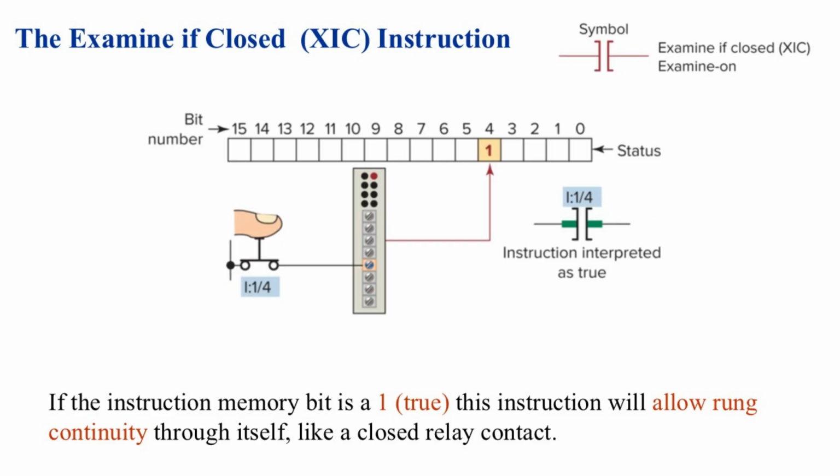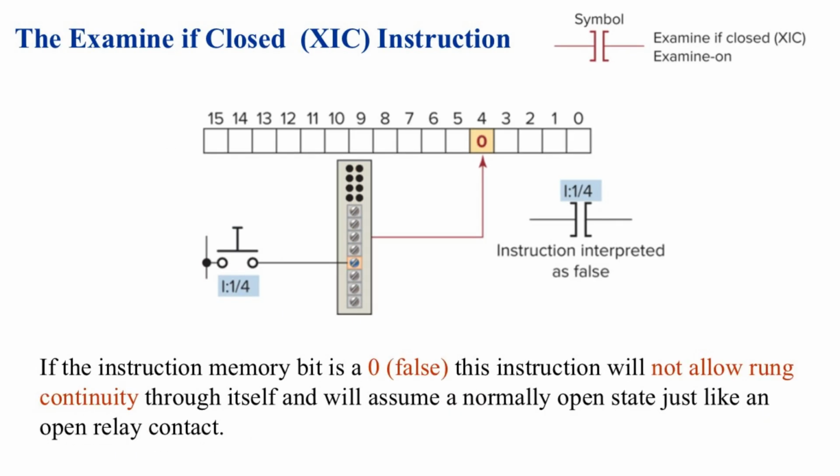In this true condition, the XIC acts like a closed relay contact, permitting logic to continue to the next instruction on the rung, often an output coil or another logical element. If the bit were 0, false, the contact would open, stopping the logical flow and preventing the rung from energizing its output. This diagram shows how the examine if closed instruction behaves when the associated input bit is off.